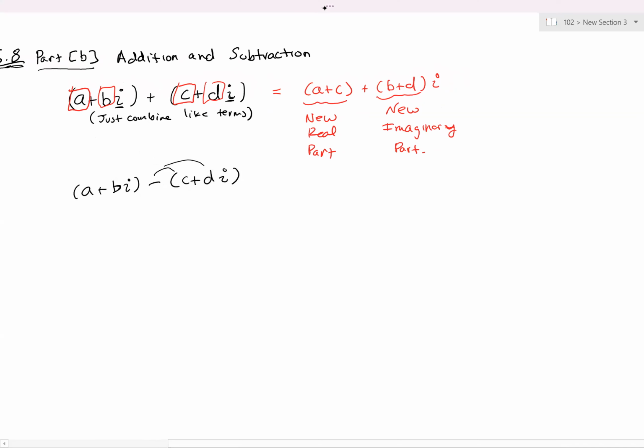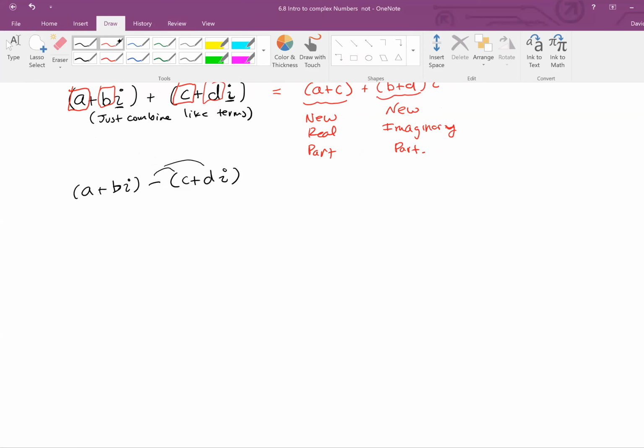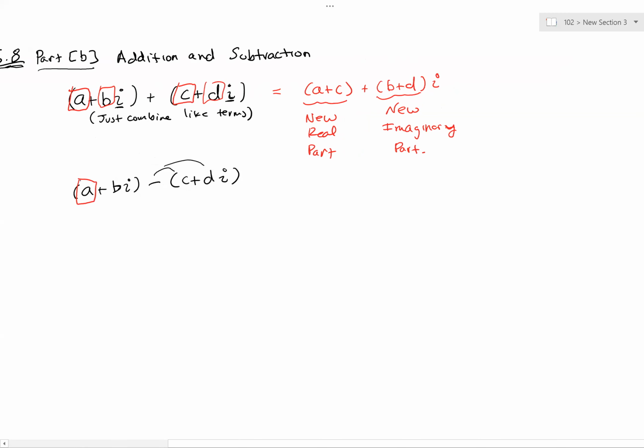So what I'm going to do is I'm going to do a minus c. That's going to be the new real part. And then I'm going to do b minus d. That's going to be the new imaginary part. So that's really all you need to know about adding and subtracting.